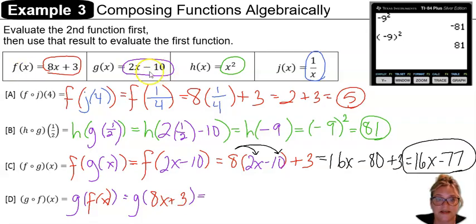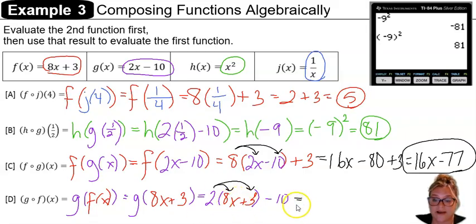So in our function g, which is 2x minus 10, we'll put the 2, we'll leave some space for the x, minus 10. And in that space for the x, we replace that x with 8x plus 3. So now as we distribute to get rid of those parentheses, we have 2 times 8x, which is 16x. 2 times positive 3 is a plus 6, and then minus 10, and that's 16x minus 4.